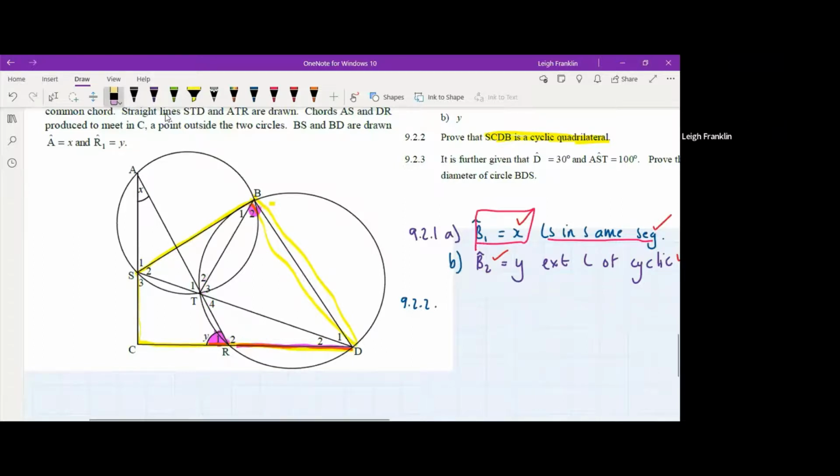Okay, so we know from what we've already done that B1 is equal to X. We also know that angle B2 is equal to Y. Now that's interesting. Yes, Aisha.